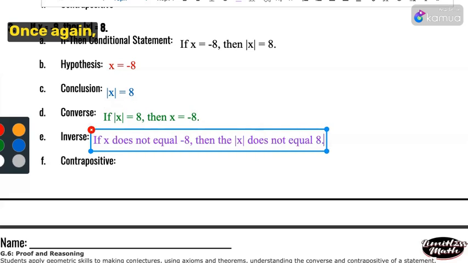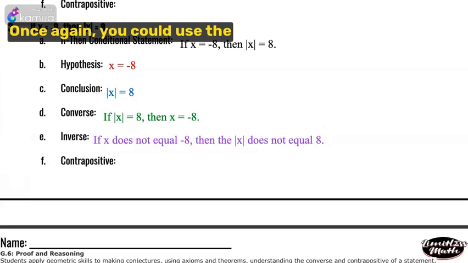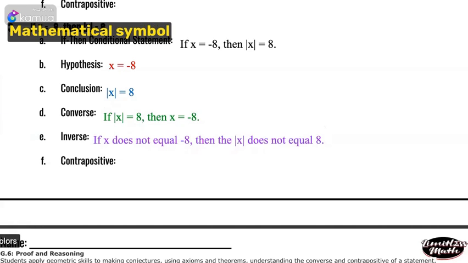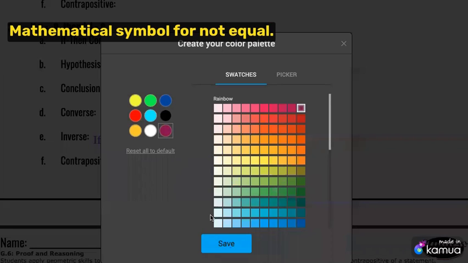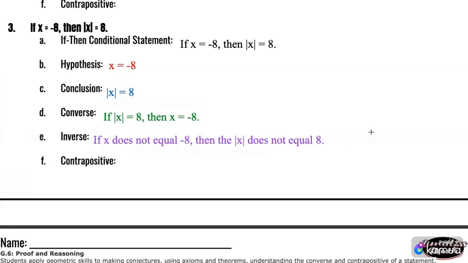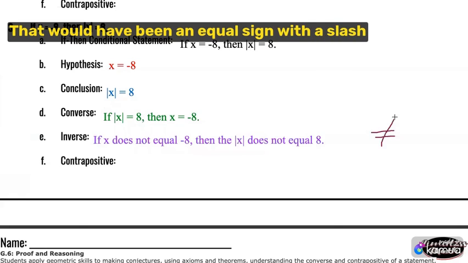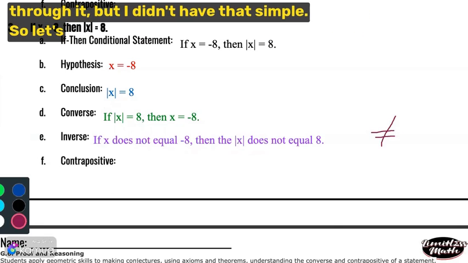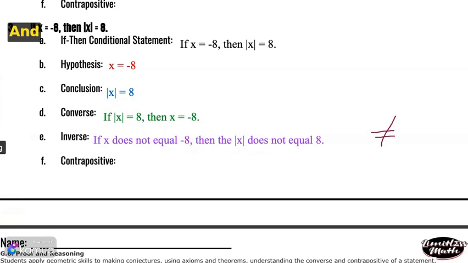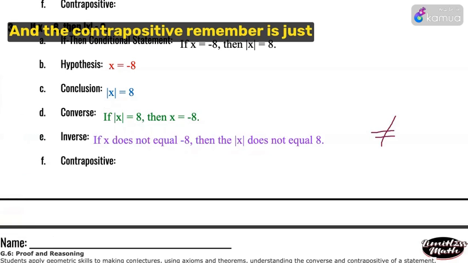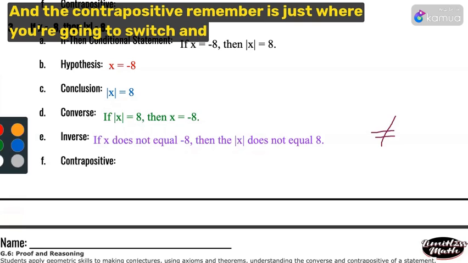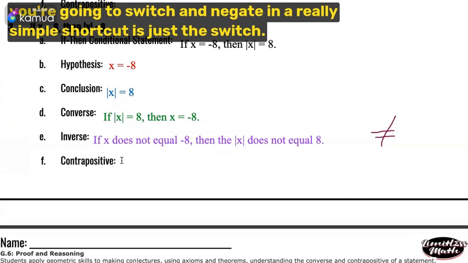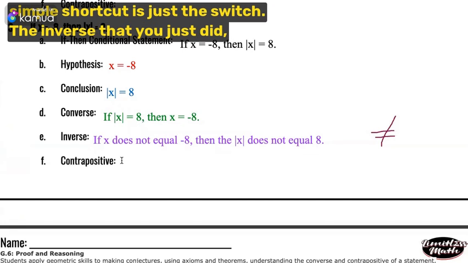And once again, you could use the mathematical symbol for not equal. And that would have been an equal sign with a slash through it, but I didn't have that symbol, so let's keep going. And the contrapositive, remember, is just where you're going to switch and negate, and a really simple shortcut is just to switch the inverse that you just did.